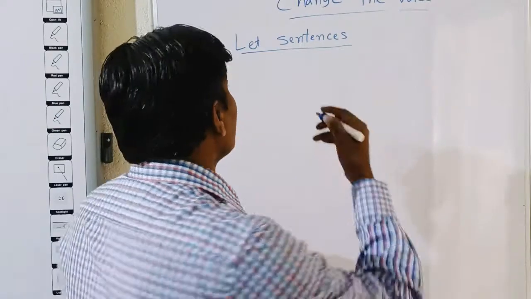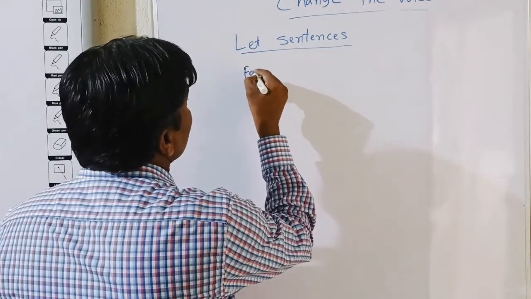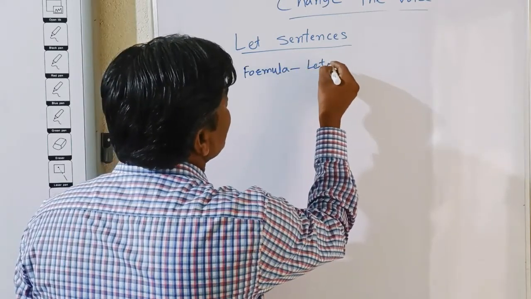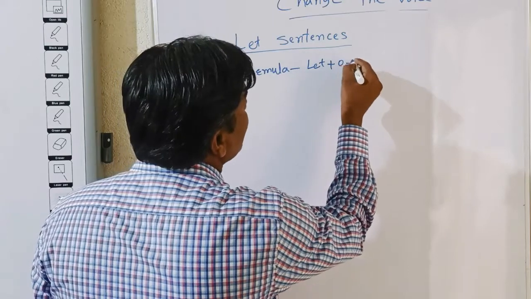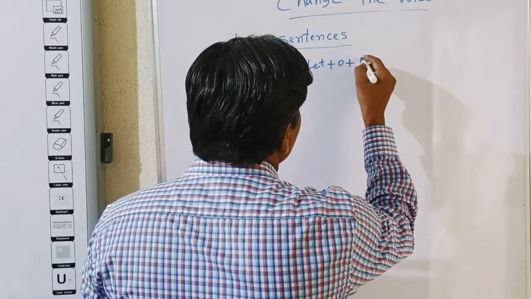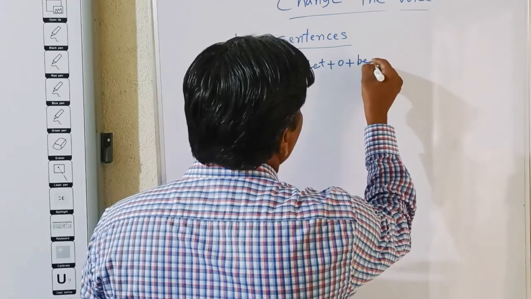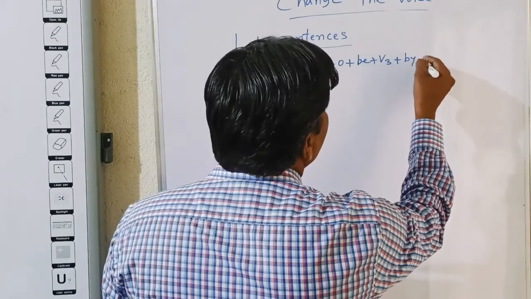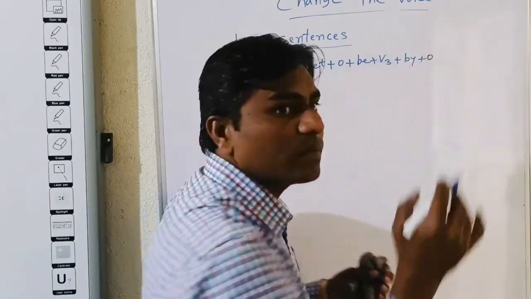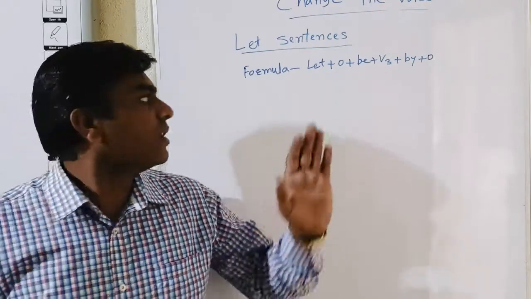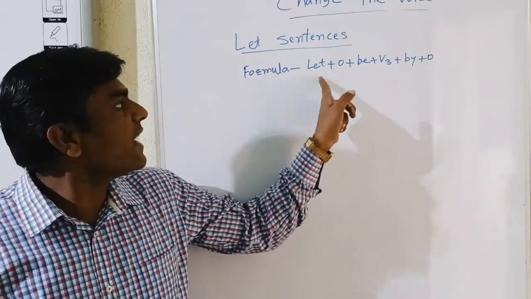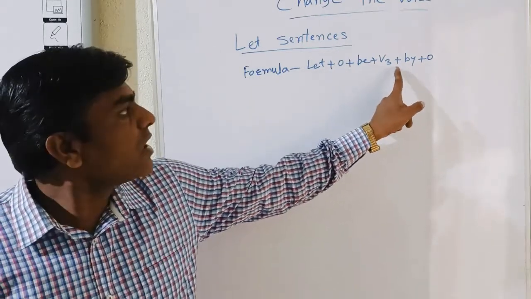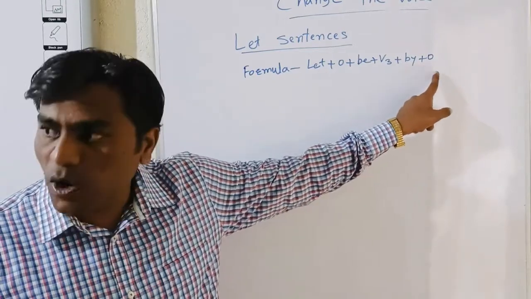The formula is, write down the formula. Let plus object plus be plus V3 plus by plus object. Plus you want to write object, I'll tell you. Now the formula is on the board. Let plus object plus be plus verb's third form plus by plus object.